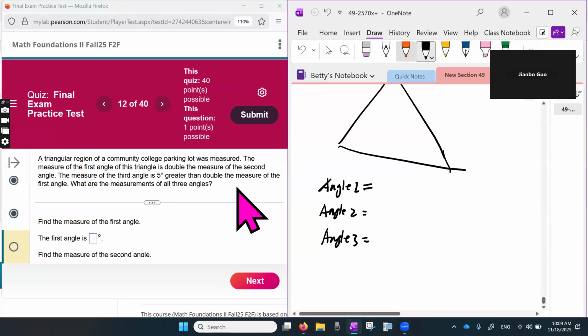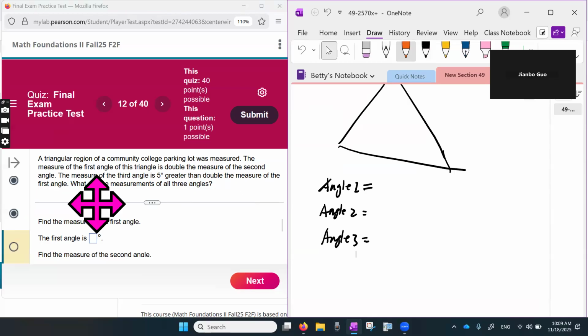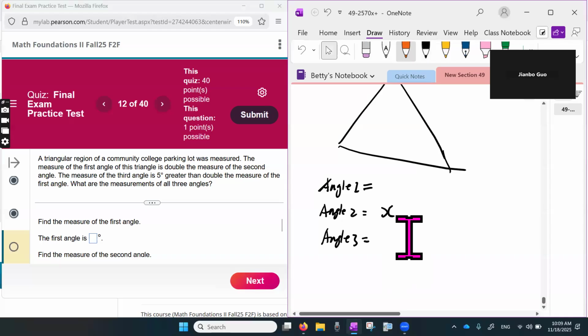And which one is convenient? Let's reread the sentences. It says, first angle is twice the second angle. That means the first angle can be written in terms of the second angle. And the third angle is 5 degrees more than double the first angle. So that means angle 3 can be written in terms of angle 1. So we can start with letting angle 2 be x, okay? And then write angle 1 in terms of angle 2, and then write angle 3 in terms of angle 1. So that's the logic, that's the plan, that's the idea, okay? So angle 2 is x, then what about angle 1?